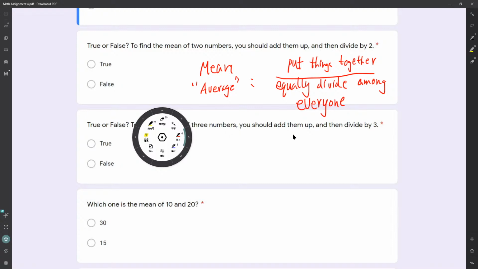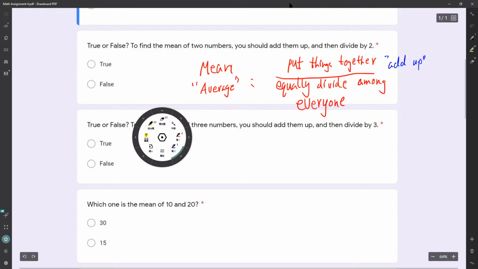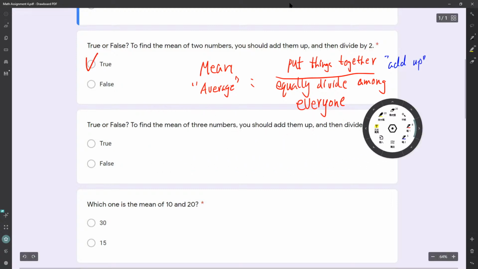So if you have two numbers, first we put them together. By put them together, we mean add up. So add up, then equally divide among the two numbers, or think if you have two friends, then equally divide all the candies among the two friends. So yes, to find the mean of two numbers, you should add them up, then divide by 2. That's true. Next one.